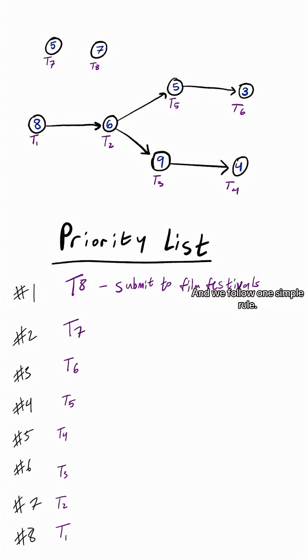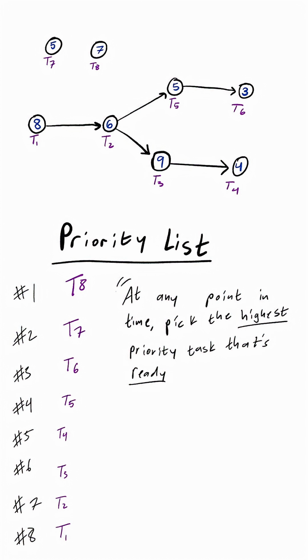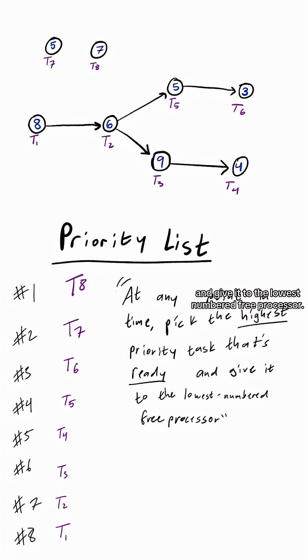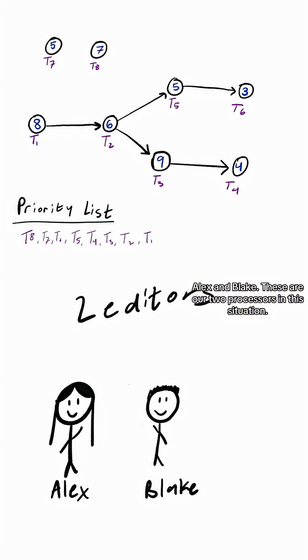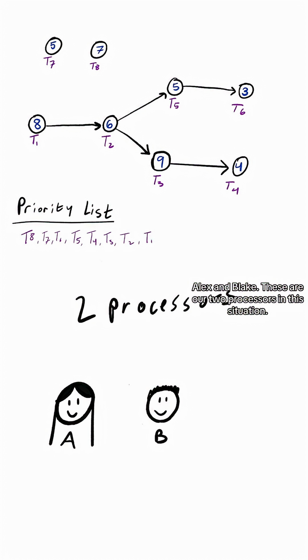Then we follow one simple rule. At any point in time, pick the highest priority task that's ready, meaning all its prerequisites are done, and give it to the lowest numbered free processor. Let's say we have 2 editors, Alex and Blake. These are our 2 processors in this situation.